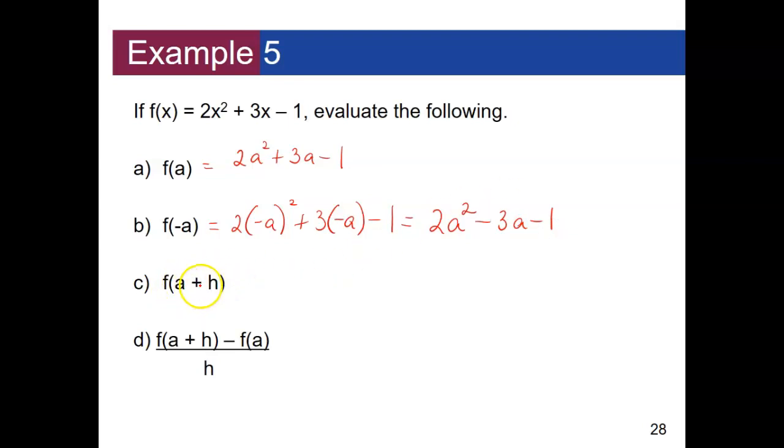Okay, this one gets a little bit more complicated because I've got to put in a plus h everywhere there's an x. So I'm going to have 2 times (a plus h) squared plus 3 times (a plus h). And then I'm going to subtract 1 from that. So everywhere there's an x, I put in an a plus h. I want to simplify this. So the first thing I'm going to do is multiply this out. Here I can go ahead and distribute.